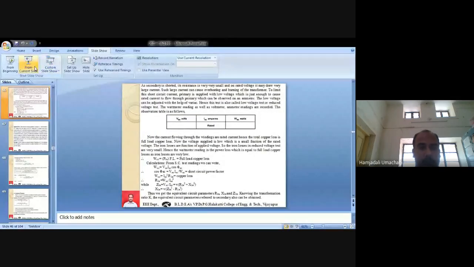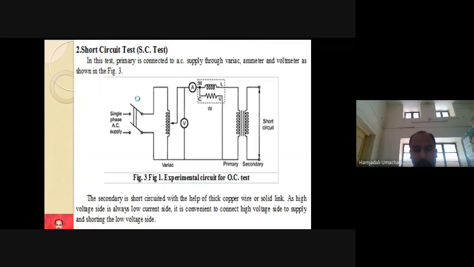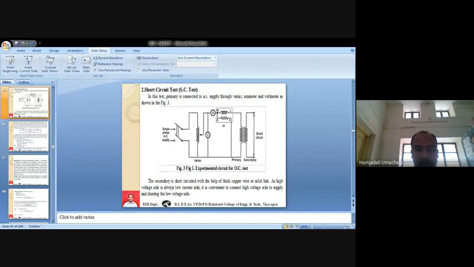No problem. As I told you, for the short circuit test, rated current should be maintained. Whose mobile phone is it, whose mic is on? Turn it off. Let me check whose mobile it is.